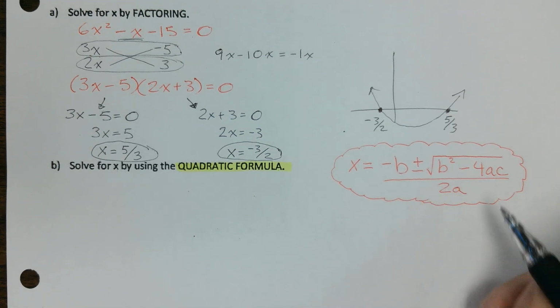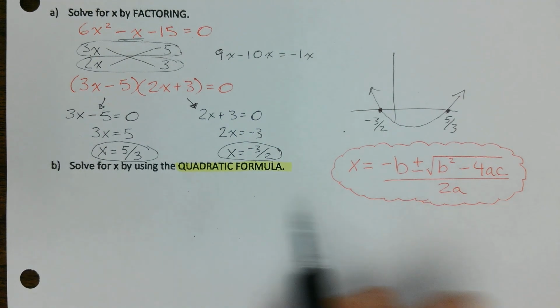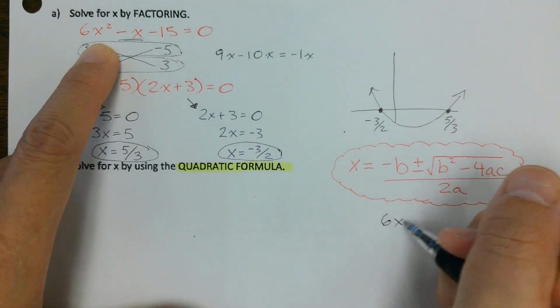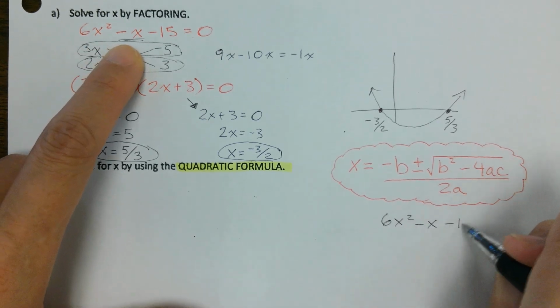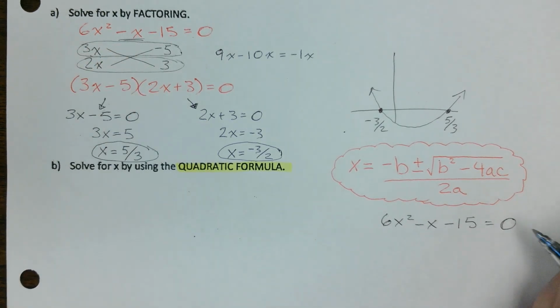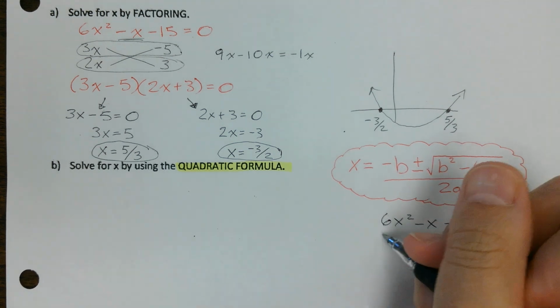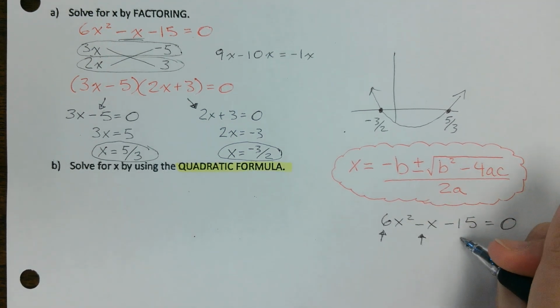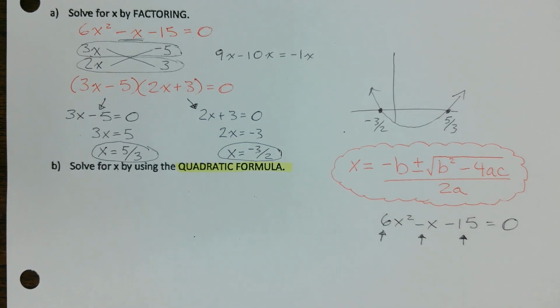Okay. So if you're thinking, what is A, what is B, what is C? It's the coefficients in standard form. So this was your standard equation, right? 6x squared minus x minus 15. So it's the coefficients right here and right here. Those are your A, B, and C.